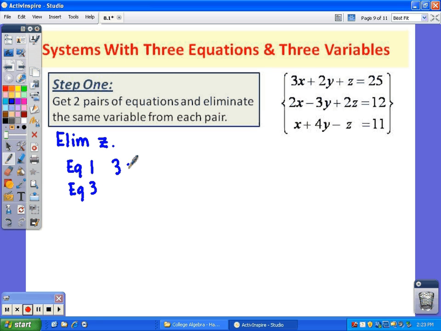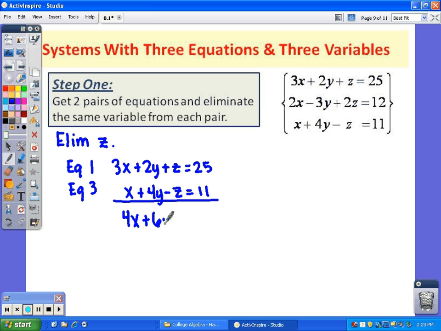So equation 1 is 3x plus 2y plus z is equal to 25. Equation 3 is x plus 4y minus z is equal to 11. If I want to eliminate the z's, they're already opposite, so when I add, I would get 4x plus 6y is equal to 36. Now I want to do that again for another pair of equations. Now there's not any other pair that would be as easy as those, but if you'll notice, if we look at equation 2 and 3, they are almost opposite.